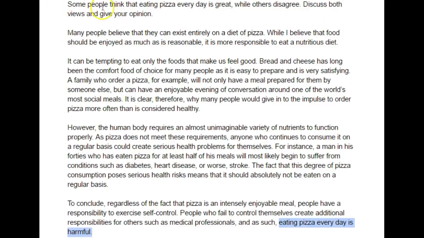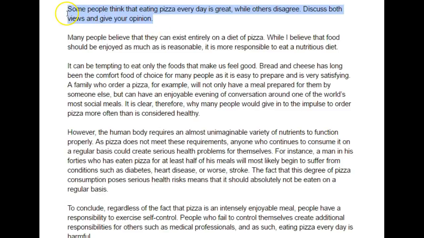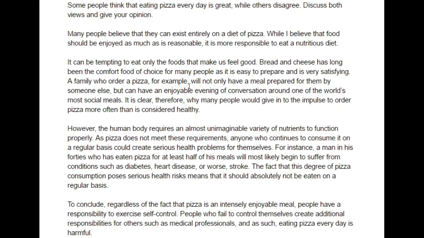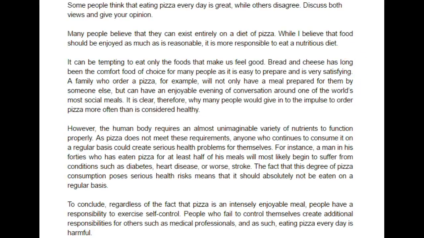So the answer to the question is that eating pizza every day is harmful, not great. But in order to get to this point, we have to go through all of this to make sure that people believe us. Consider all of the ideas, explain them fully, and then conclude. But focus on answering the question only. And what you'll end up with, if you do a proper plan, is a wonderfully balanced and on-point essay that would score a level 9.